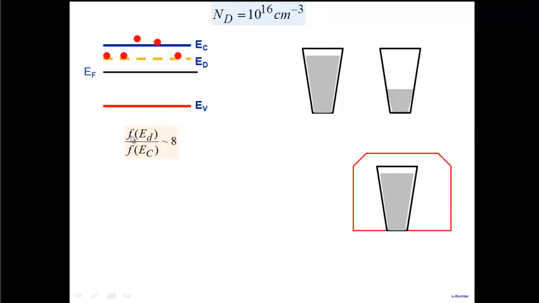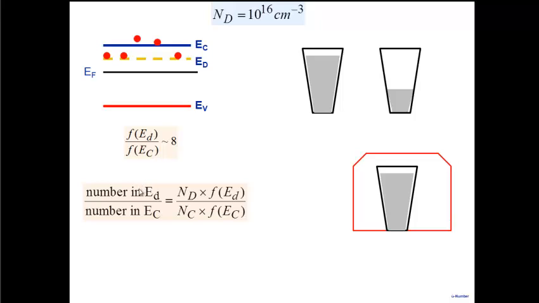How many electrons are in ED will be the probability multiplied by the number of states in ED. How many electrons are there in EC will be the probability that EC is occupied multiplied by the number of states. This is not fair, just to take into account here. So what I should do is the following. The number in ED will be equal to ND multiplied by FED. And the number in EC will be equal to NC, the effective density of states here, multiplied by FEC.